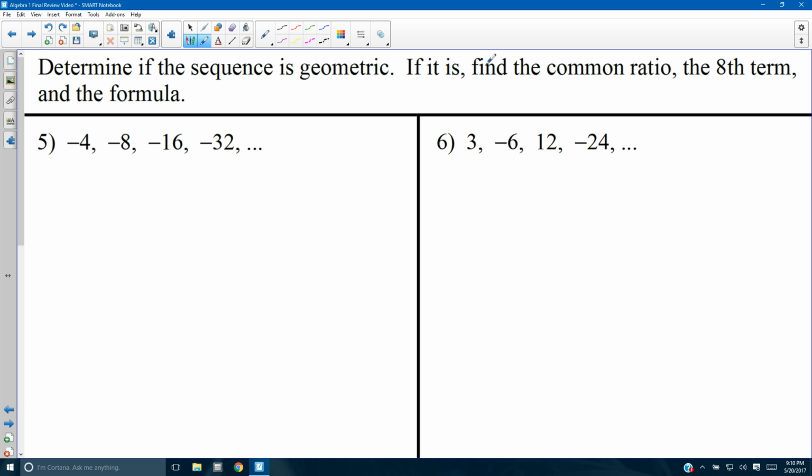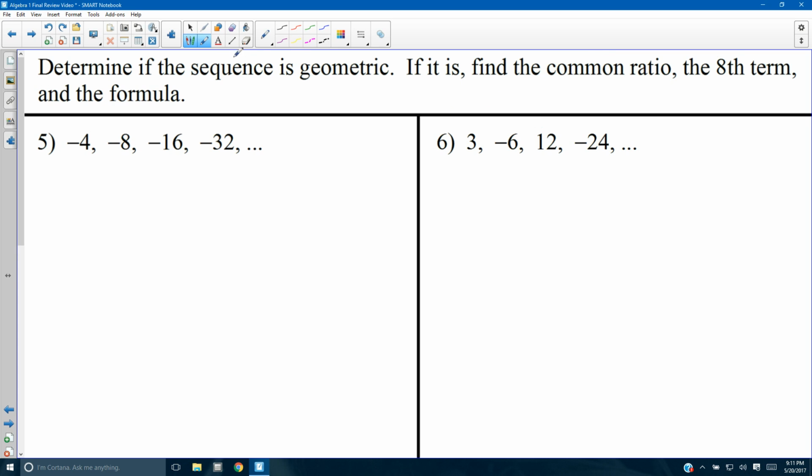Determine if the sequence is geometric. If it is, find the common ratio, the 8th term, and the formula. All right, well, the formula will require the common ratio, so I know I'm going to be finding this anyway. I'll probably be finding the formula before I find the 8th term. Note that these numbers are probably short enough to keep multiplying by that number to find it. I understand that. But I want you to know it both ways, I guess.